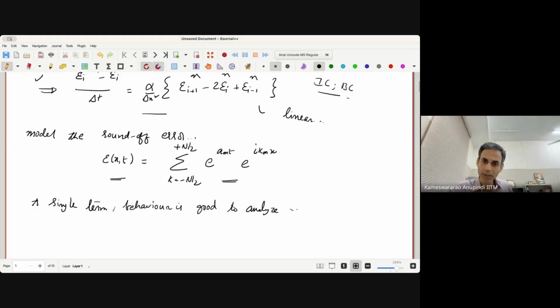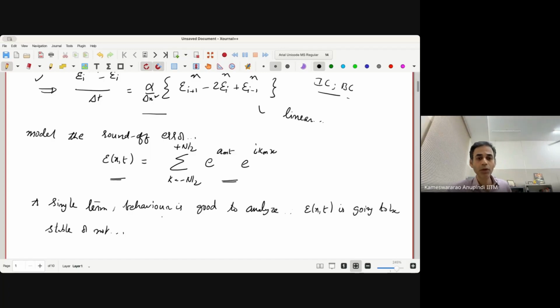Good to analyze because this is sufficient, right? This is going to basically tell us whether the resulting round of error, that is epsilon x t, is going to be stable or not.